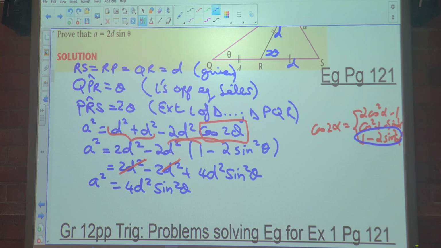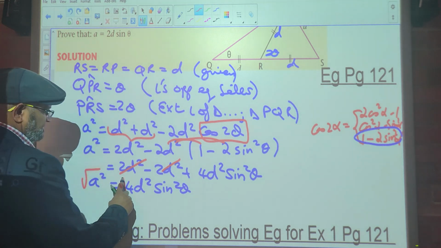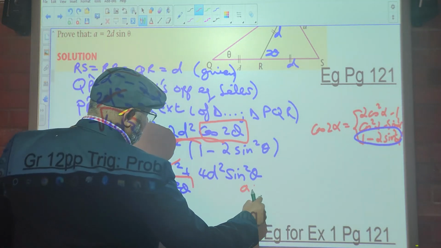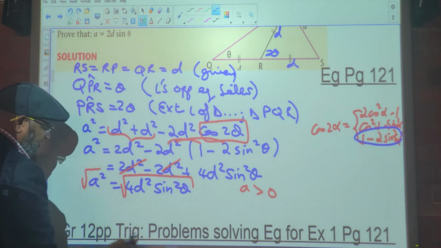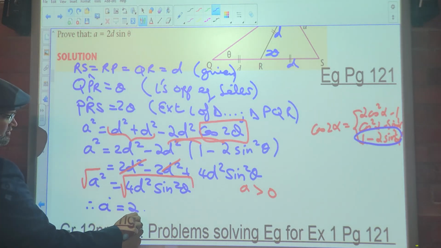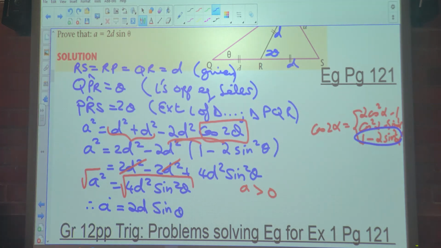Now what? Square root. When you introduce a square root, plus minus normally, not so? But why not in this case? Because A must be positive. We're talking about length here. A has to be greater than 0. So therefore, A is equal to 2D sine theta. Wow, this is worth 5 marks.